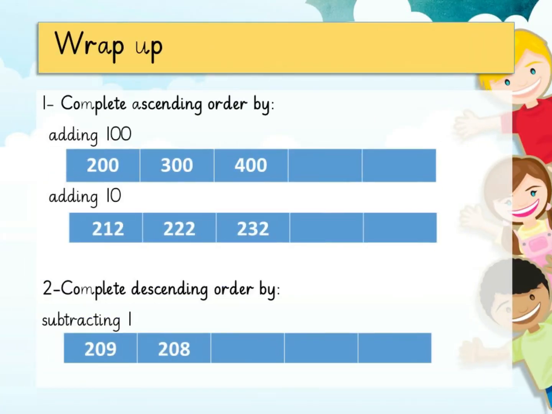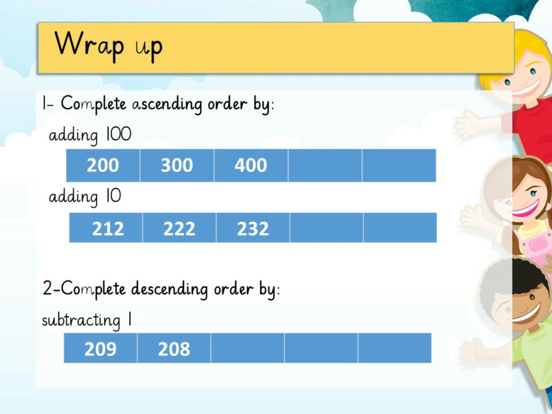Moving towards the wrap-up session, we will discuss a few parts of question number 1 given on page number 22 of the textbook. Question number 1. Complete ascending order. You know the meaning of ascending order: increasing order. By adding 100 and by adding 10. You have done a lot of practice and you can handle it very carefully in terms of place value as well. So, by adding 100, the numbers given over here are 200, 300 and 400.